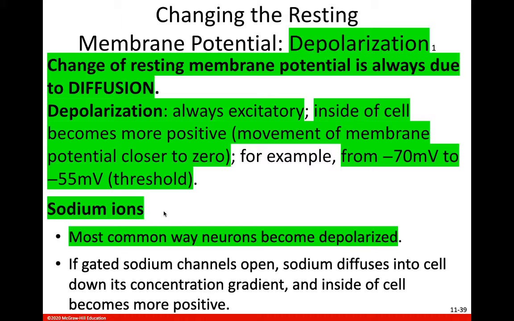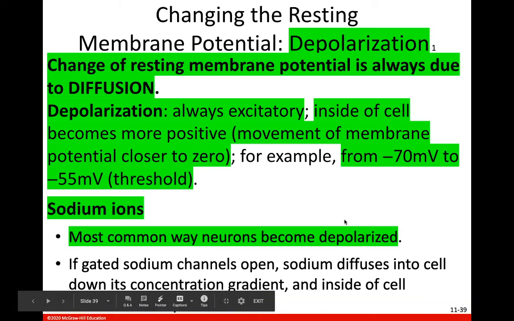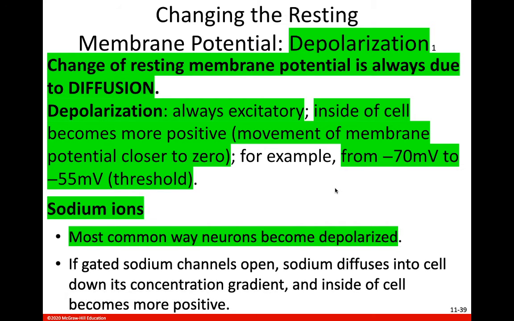Again, there are more than just sodium ion channels, ligand-gated sodium ion channels that can cause depolarization. Sodium is the most common way that depolarization happens. When those sodium ion channels open, sodium diffuses down its concentration gradient into the cell, and that causes the inside of the cell to become more positive. But there are other ligand-gated ion channels that can cause the cell to become depolarized.